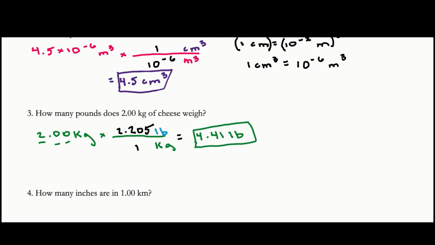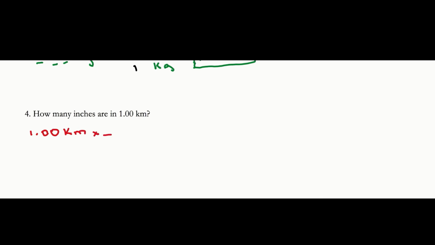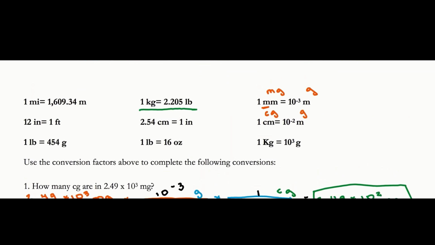Let's look at the next one. How many inches are in 1.00 kilometers? So I have 1.00 kilometers, that's my given. And I need to figure out how I'm going to get into inches. I don't think I have a direct relationship like I did in the previous problem. So let's look. I know the relationship between kilometers and meters, because 1 kilometer equals 10 to the third meters.